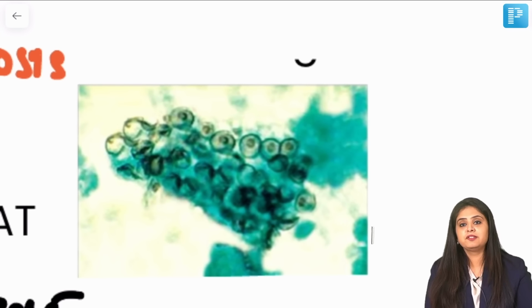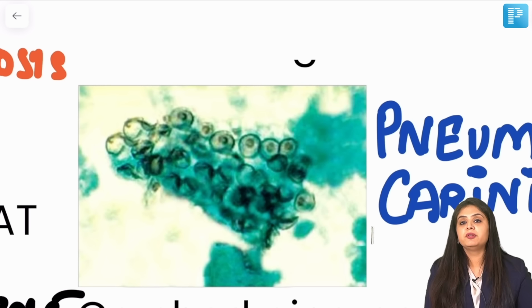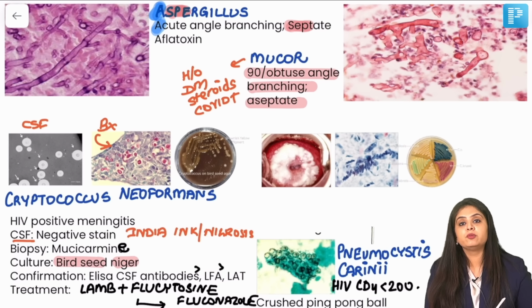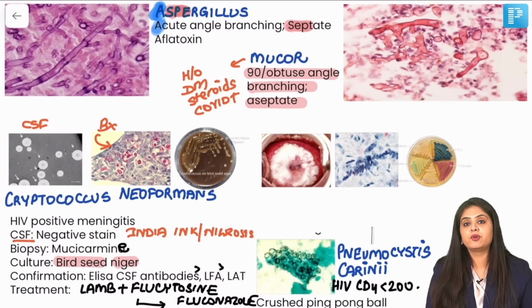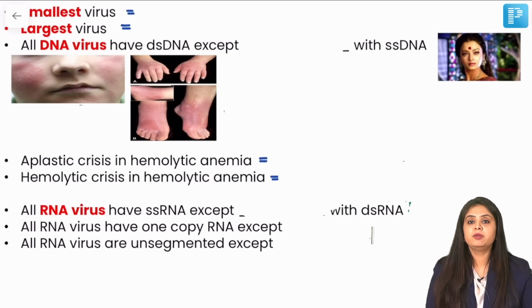Finally, coming to the next, you don't need a history, but I'll still give you a history of an HIV positive patient. This is the crushed ping pong ball appearance, and Pneumocystis carinii pneumonia happens. When they say HIV positive here, the CD4 count is going to be less than 200. That's quite an important buzzword. So all the fungal organisms are done, and we completely switch.